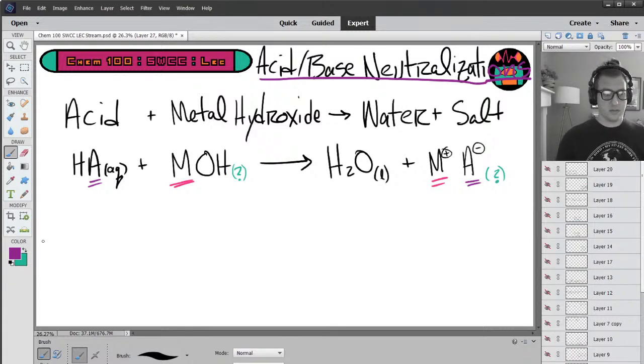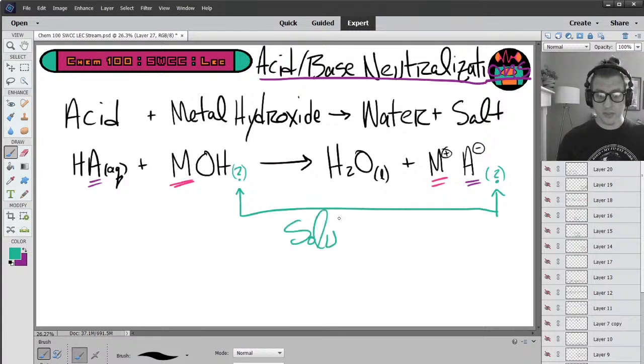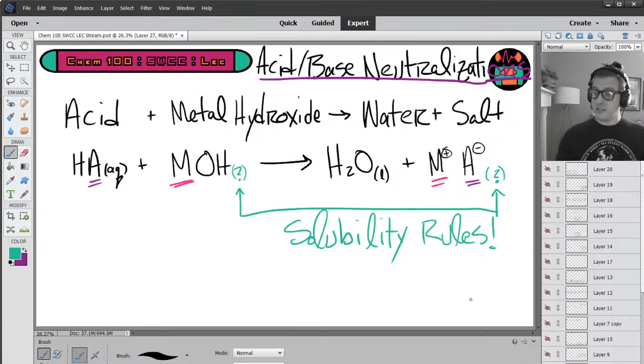One quick note, if you're wondering why I put question marks here and here for the phase, the reason is you have to use solubility rules to figure out the phase, right? You've got two ionic compounds. Some of them will be soluble, some of them will be insoluble, and you have to apply the solubility rules. So again, that's another reason to have the solubility rules either memorized or on your exam sheet, so you can reference them to get these phases correct.